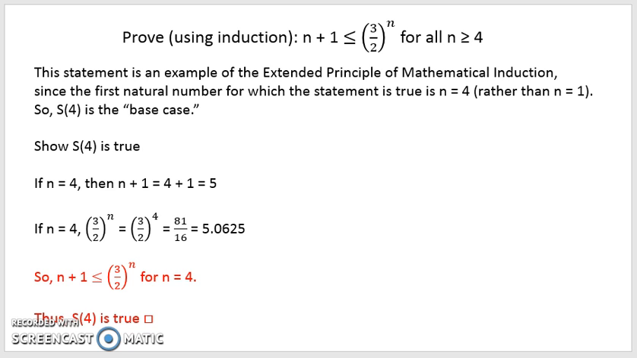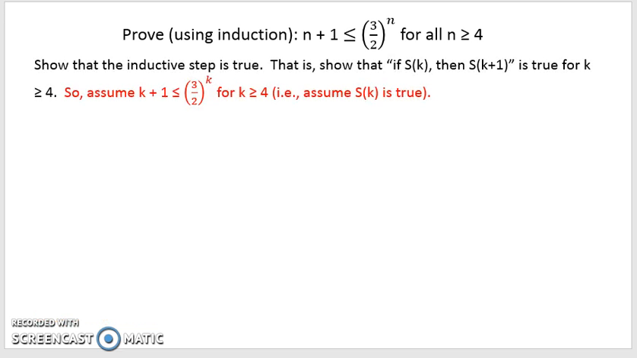Now comes the fun part, the inductive step. For the inductive step, we want to show that if S of k is true, then S of k plus 1 is true. So this is conditional. Let's assume that S of k is true. In other words, assume that k plus 1 is less than or equal to 3 halves to the k, for some k greater than or equal to 4.